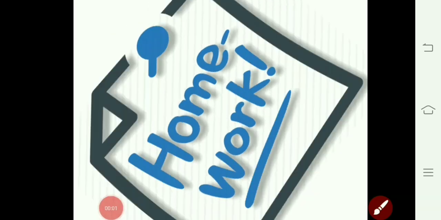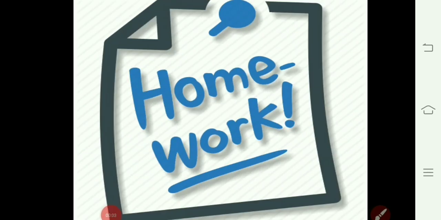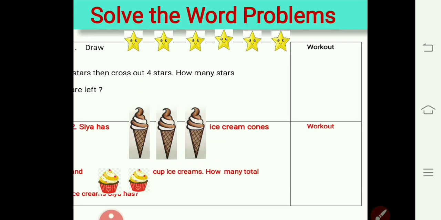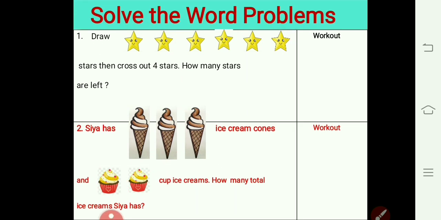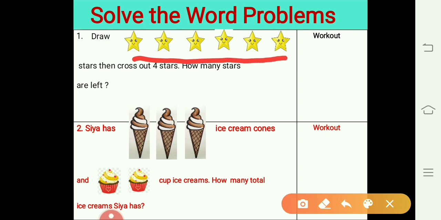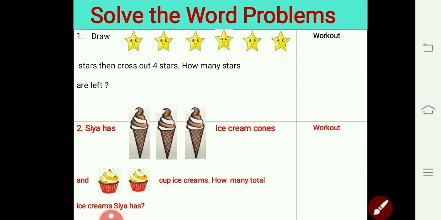Yes, students, now this is your home assignment time, and you can do this assignment in any rough page, in notebook, whatever you are having. Okay, so you have to solve these 2 problems very importantly. So let's read it. First one is draw. You have to count the stars, okay, and you have to draw the stars and then cross out 4 stars. उतने स्टार्स ड्रॉ करने हैं और फिर उसमें से 4 को क्रॉस आउट, कट आउट करना है. And then how many stars are left? Very important word, left. This indicates whether it is a subtraction or addition sum. We have already done it, right, when we were practicing.